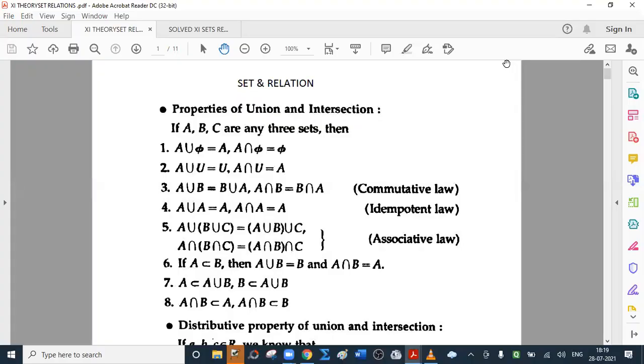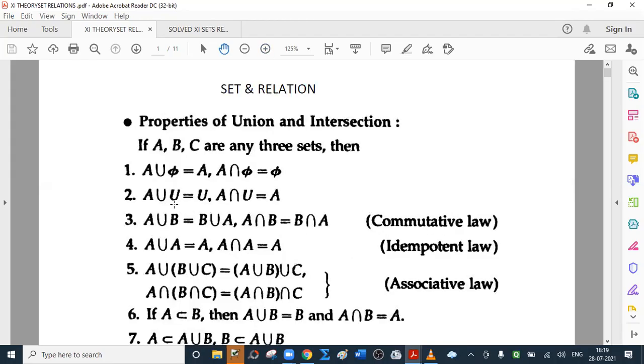Now, let us discuss a few important properties of union and intersection. Yesterday, we discussed the definition of set, different types of sets, etc. Properties of union and intersection. If A, B, C are any three sets, then A union phi is A, obviously. A intersection phi, phi means null set, is phi. Then A union universal set is obviously universal set.